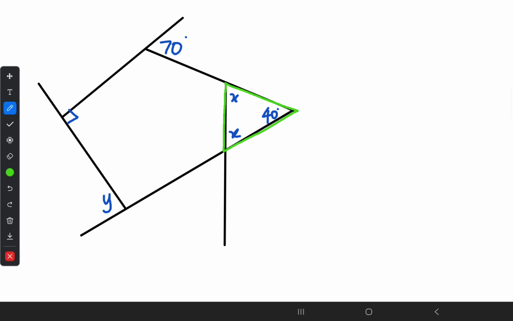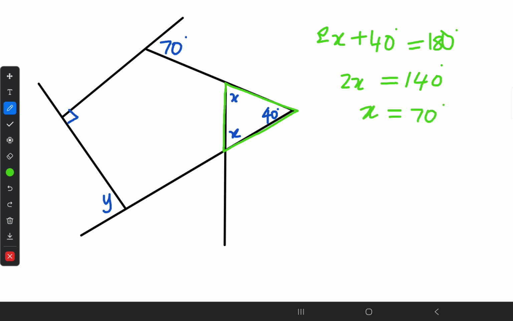So here, the sum of interior angles of a triangle equals 180. So here 2x plus 40 equals 180. This is a theorem from grade 8 and previous grades. So 2x is 140. X would equal 140 divided by 2, which is 70. Okay, now we got the answer for x. Thereafter, you should find the magnitude for y.